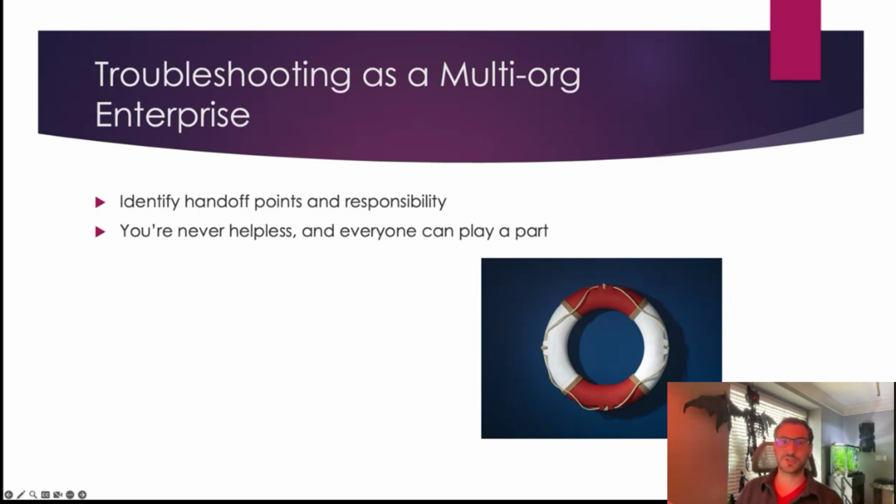So again, troubleshooting as a multi-org enterprise. We have a lot of different teams, and a lot of teams are responsible for different things. So you have support responsible for that client communication and that initial touch base from the client saying, my thing is broken and it doesn't work. And it's up to support to start identifying, well, what is that thing? Who's impacted? How many people are impacted? Where are they impacted?